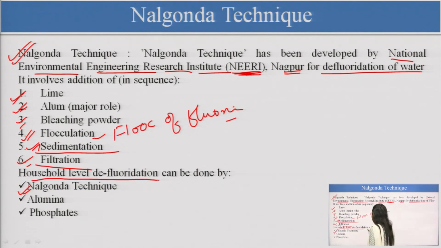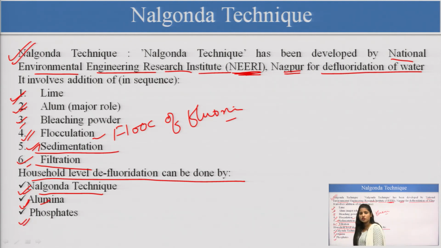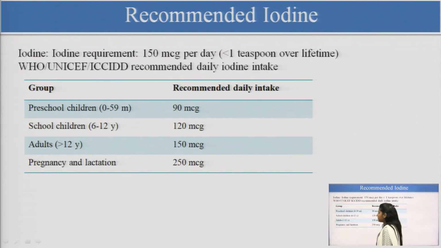Now, for household level defluoridation, how can we do it in a household? These are some of the chemicals we can use. The Nalgonda technique we can use, then aluminum salts we can use, and phosphate salts we can use for the defluoridation of water.